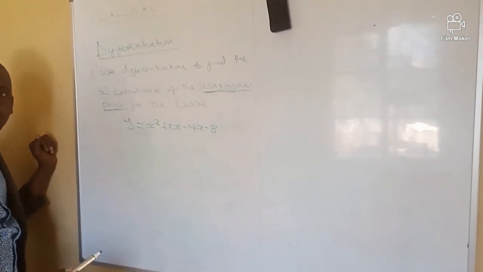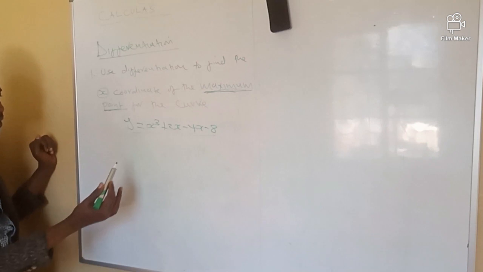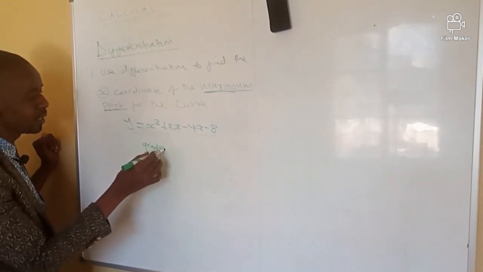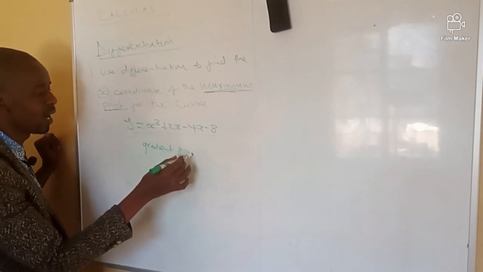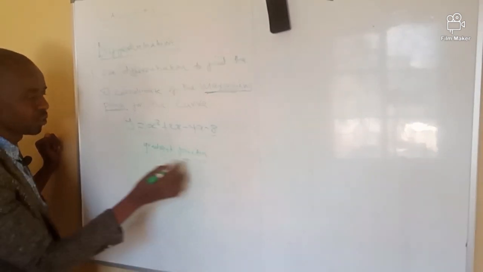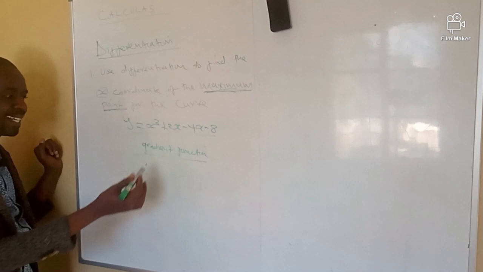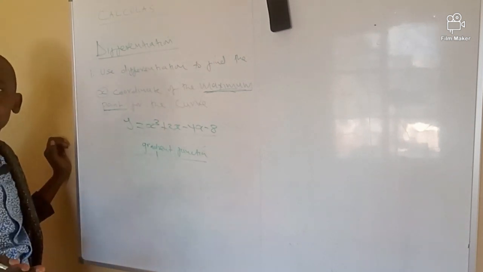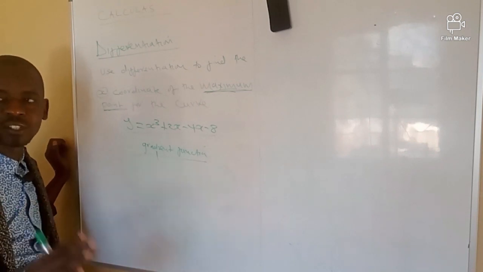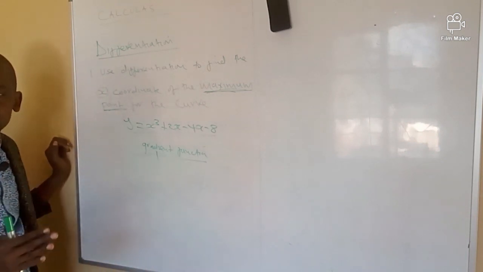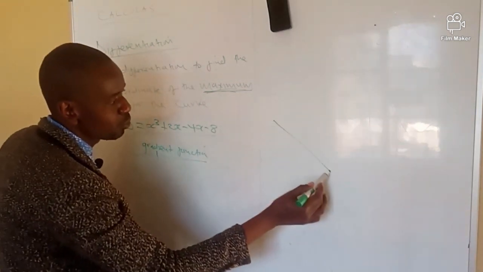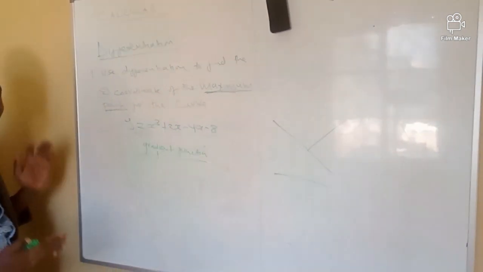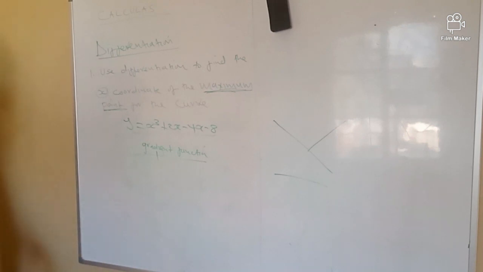So that means the first thing is to understand what we mean by the gradient function of a curve. Class, what do you mean by gradient? Basically, gradient means the slopiness or steepness of a line, the way a line steeps or slopes. Does it steep or slope this way or that way? That is what we mean by gradient.